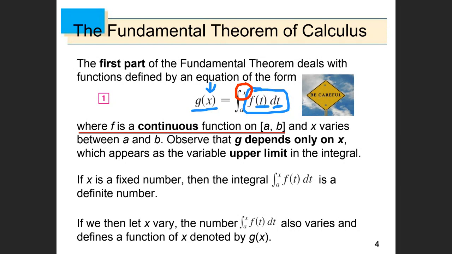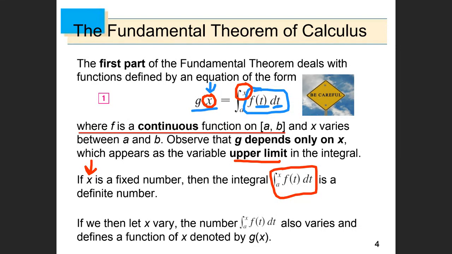And then here they say, observe that g depends only on x. So g depends on x and not t, actually. And x appears as the upper limit of the integral. Now, if x is a fixed number, meaning if I let x be some constant number, let's say 2, 3, 4, then this whole thing also gives you a definite number, because you can then say that it is the antiderivative evaluated at the upper bound minus the lower bound.